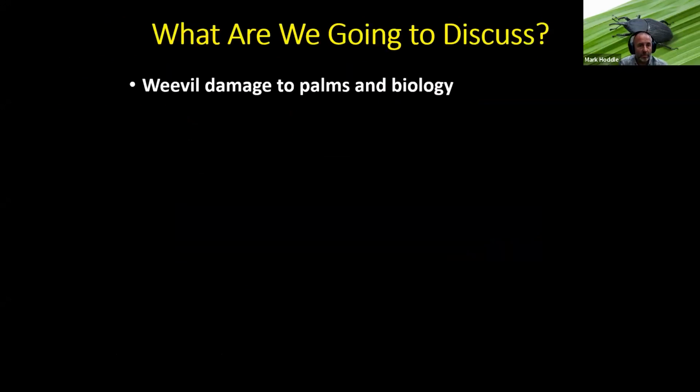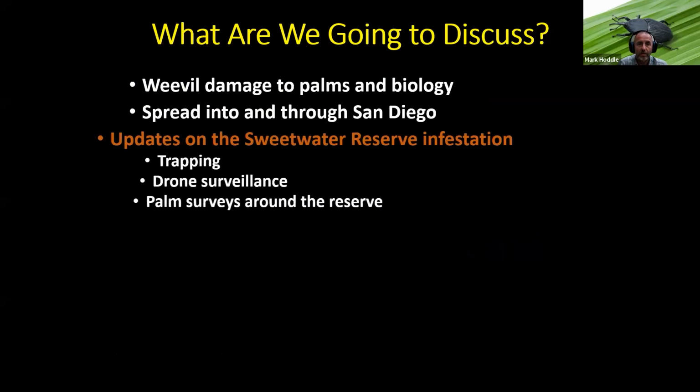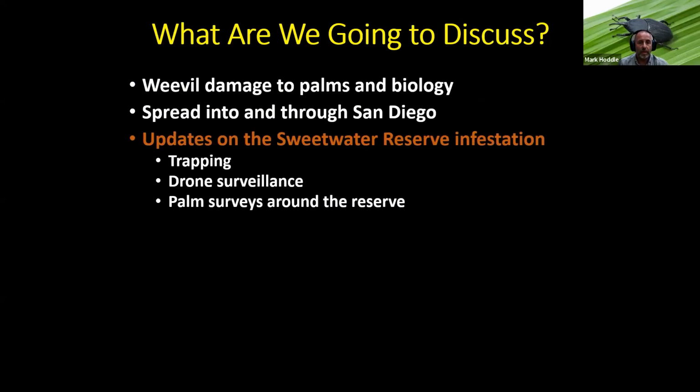So we're going to cover a lot today. I'm going to go over some of the general biology of this pest, point out the damage that it does to the palm trees, and it's a very characteristic set of symptoms you'll see once palm trees are infested with this pest. We'll discuss how it came into Southern California and how it's been moving throughout San Diego County. I'll provide you some updates on a project that we actually completed yesterday.